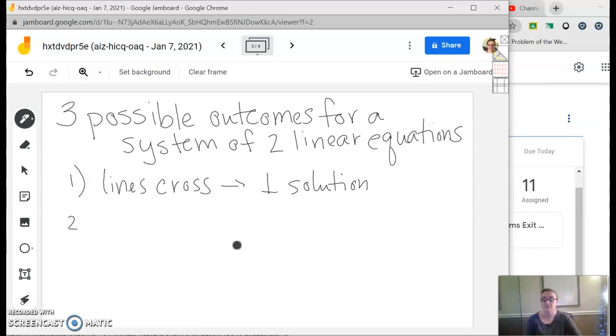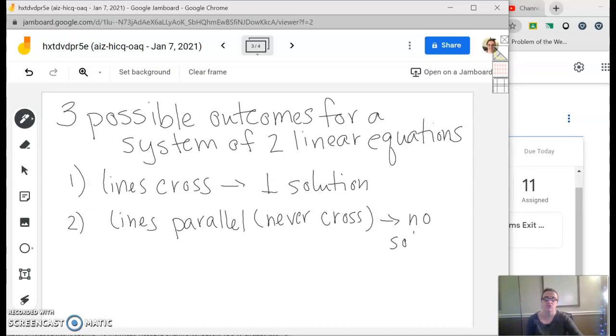The second possibility is that the lines are parallel. They never cross. And in this case, if they never cross, there is never a point where both equations are true at the same time. So there's no solution to the system. It's not possible to solve that system of equations. There's just no solution to it.